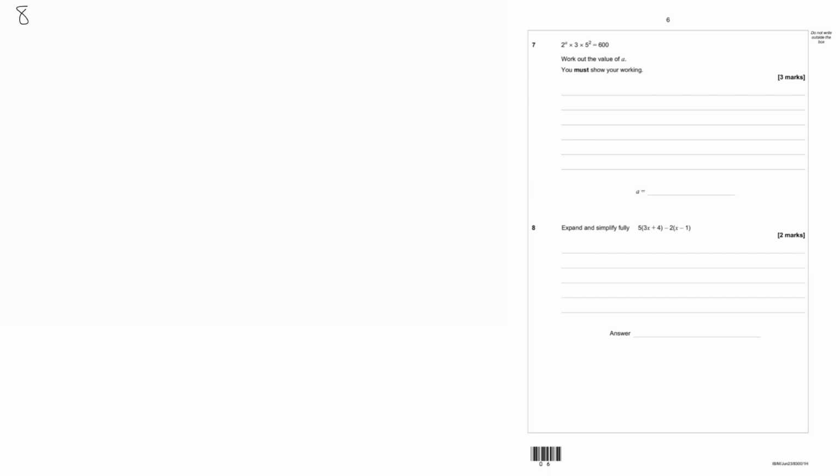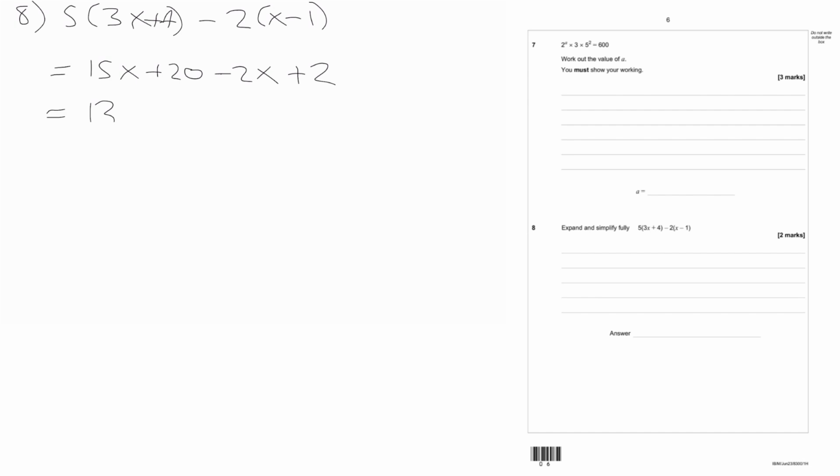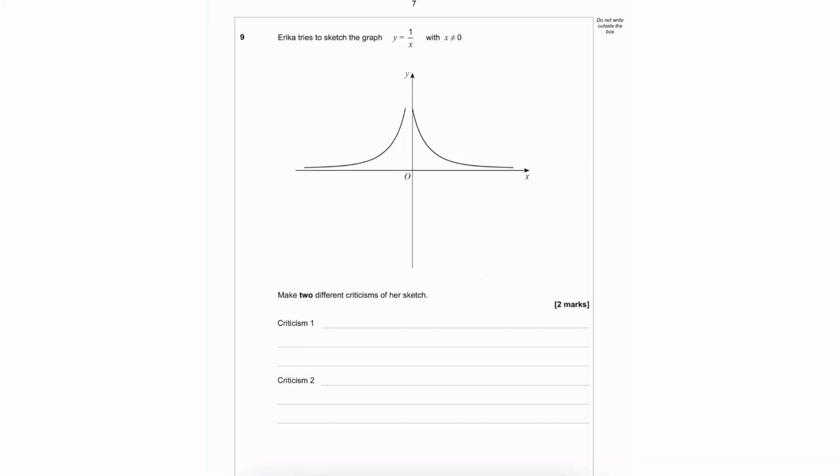Moving on to question 8, and we're told to expand and simplify fully 5 times 3x plus 4 minus 2x minus 1. So this equals 15x plus 20 minus 2x. Just be careful, we have a minus and a minus, so this goes to a plus, so plus 2. Then we collect our like terms, so 15x minus 2x is 13x, and then plus 20 plus 2 is plus 22.